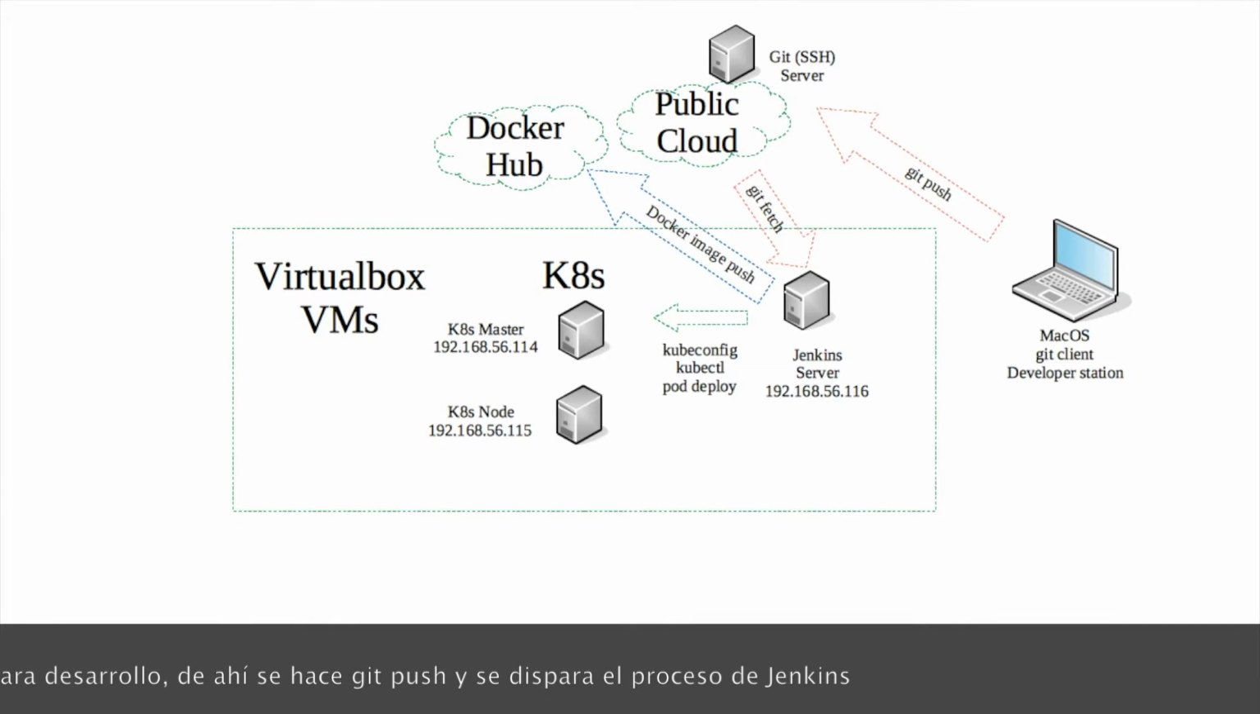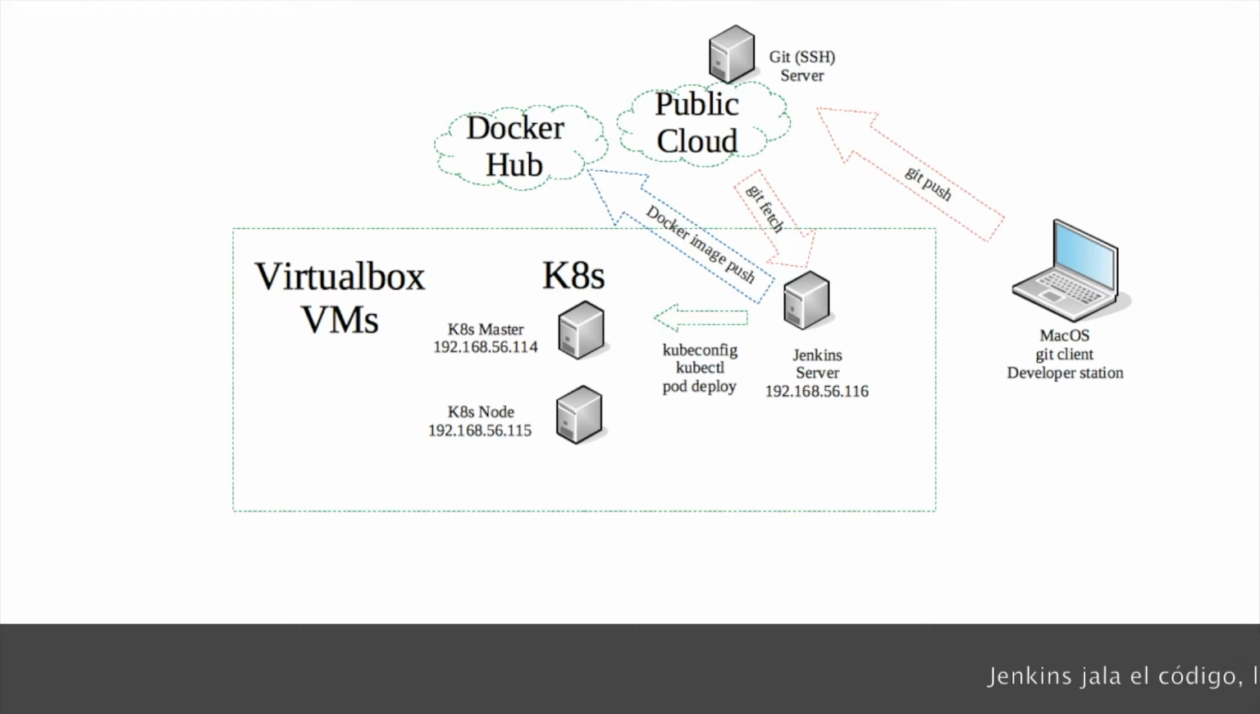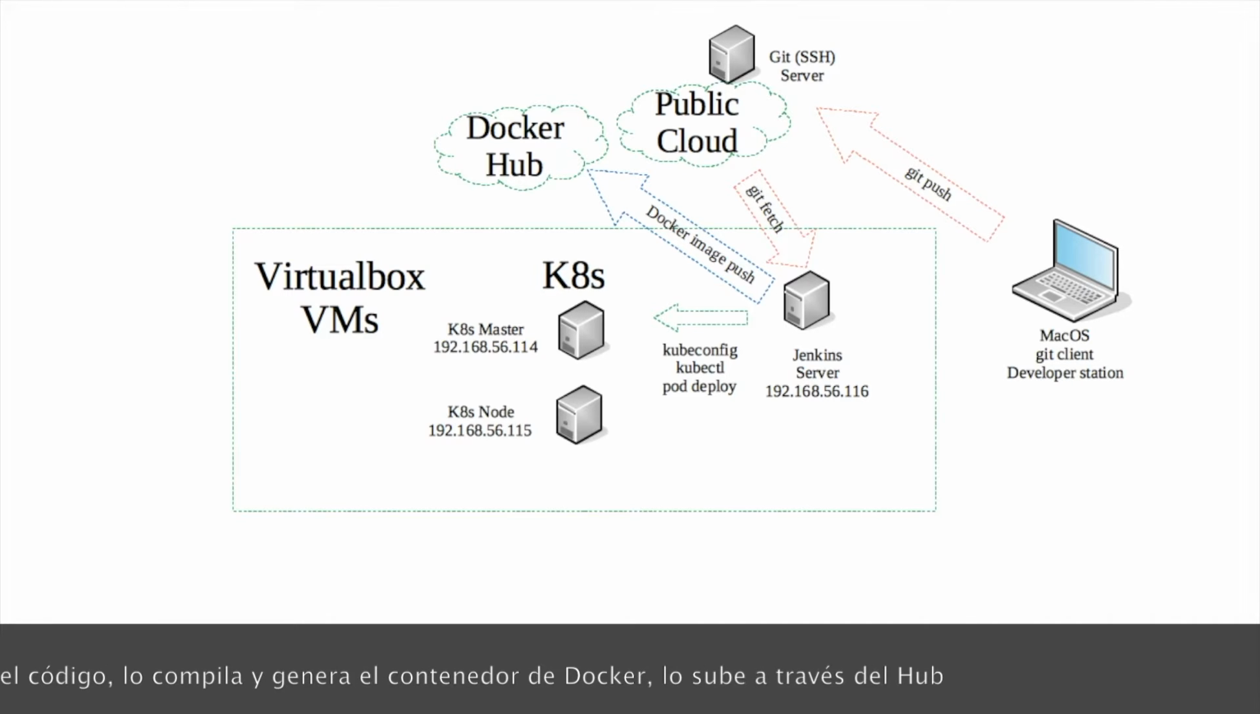And the flows are very important. My laptop will act as a developer station, commit and push to the Git server. Jenkins has to fetch, right, and build the code, build the container, push it to the Docker hub, so Kubernetes can build with kubectl will deploy the application on Kubernetes, and Kubernetes master will be able to pull the image from the Docker hub. So that's basically the topology and the flows.